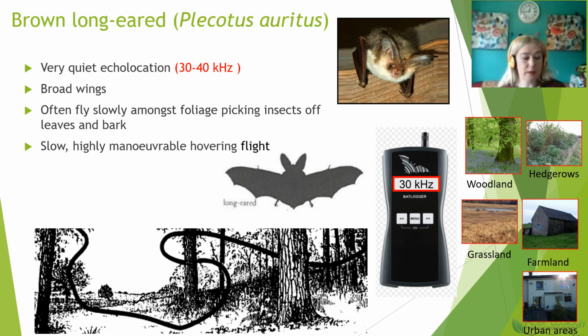Besides pipistrelles, or after pipistrelles, I'd say brown long-ears are probably the most common species in buildings, and they are quite difficult to survey because of the quiet echolocation calls. And when you hear this on the bat detector, you're going to think, oh, is this a pipistrelle that's flying really far in the distance? I'm just picking up a little bit of the call, because that will sound quite similar to a long-eared bat.